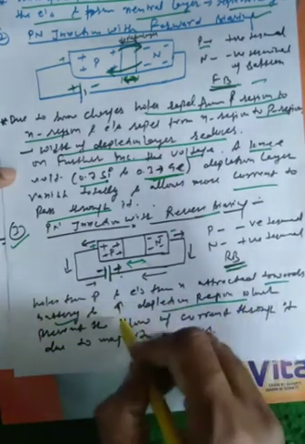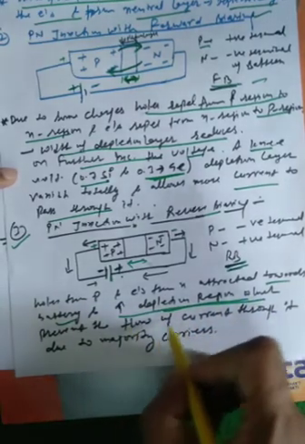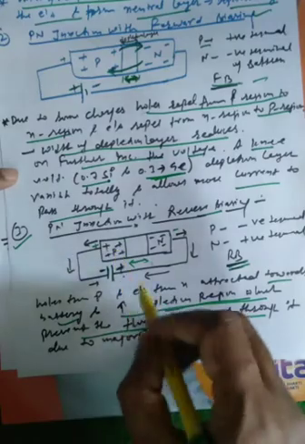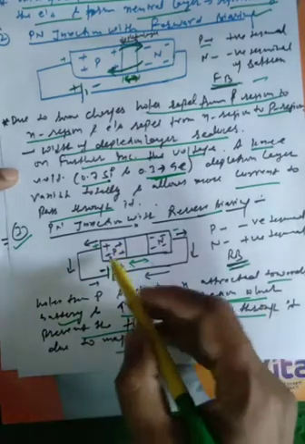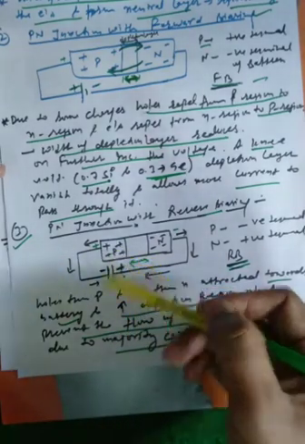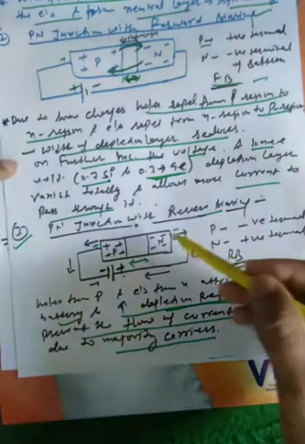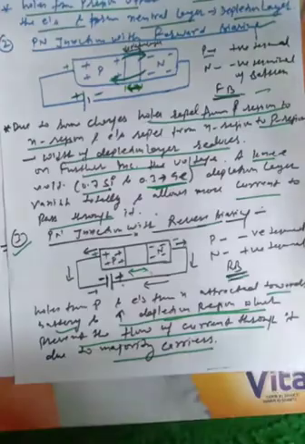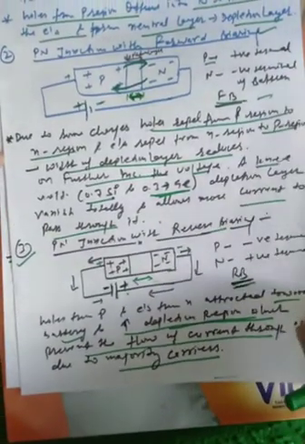This region will start increasing, which will prevent the flow of current through the p-n junction due to the majority carriers, the holes in the p layer and electrons in the n region. This will prevent the flow of current through the p-n junction.